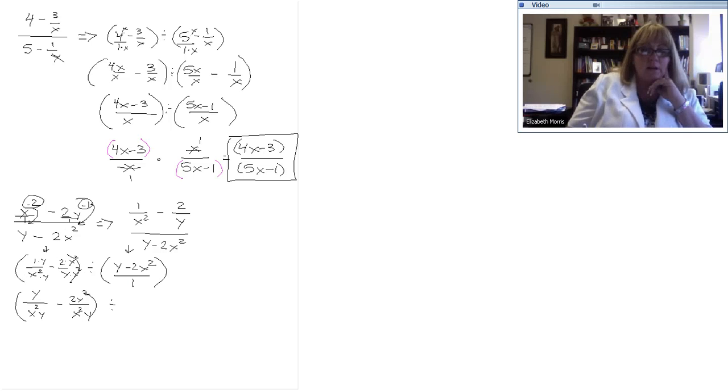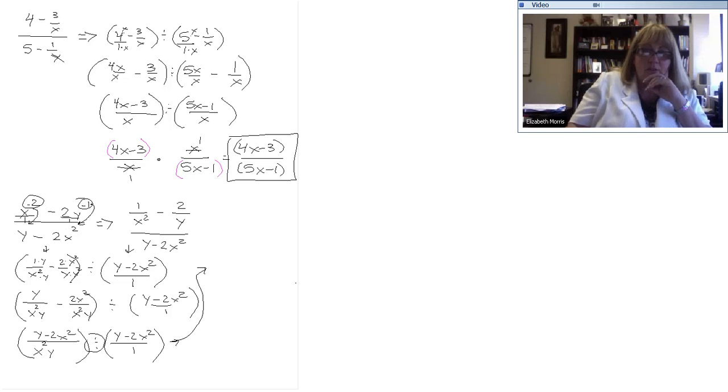All divided by, okay. So now I can put these together. Denominators have to be the same, and they stay the same. Okay, so we put those together. And now it's dividing, so I'm going to move up here so I have some room. Y minus 2x squared over x squared y times 1 over y minus 2x squared.